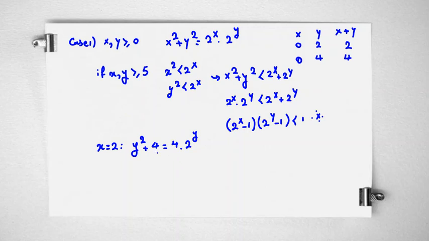It doesn't work. If y is 3, then it will be odd. It doesn't work. If y is 4, 16 plus 4 is 20. It doesn't work. Also, we can see it doesn't work for y greater than 4 and so on. The right side will be greater after some point.